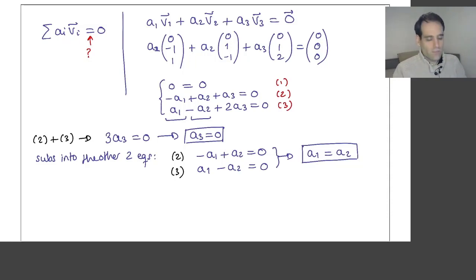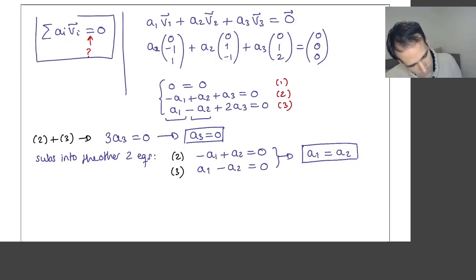And by having this solution, that would be enough to enable us to get a total vector that is equal to 0. And it doesn't need A1 and A2 to be 0. Therefore, there is a solution that is not the trivial solution to this total system.